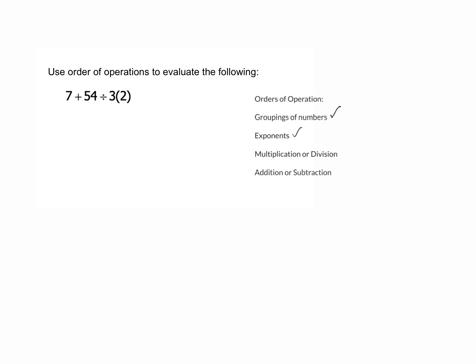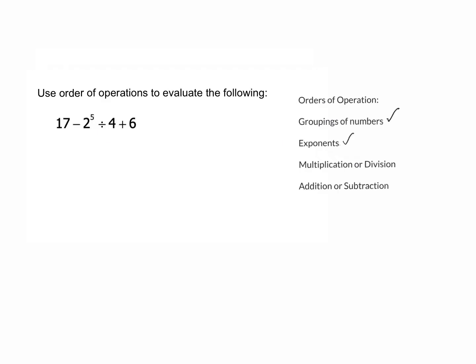So we're going to do first 54 divided by 3. So you have to figure out how many times 3 goes into 54. If you don't know off the top of your head, you can use your calculator. So 54 divided by 3 is 18. And then it's times 2, and we have 7 plus this. So we're going to now do 18 times 2. Again, use your calculator if you don't know. It's going to be 36. No, I just made a mistake, actually. Yeah, it is 36. What am I doing here? And then we're going to add 7 and 36 together, and we'll get 43.